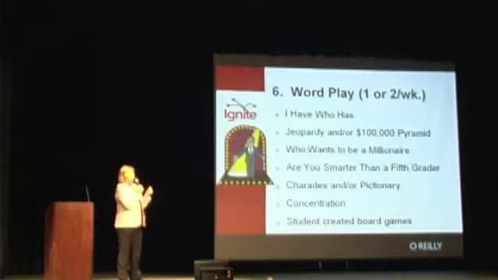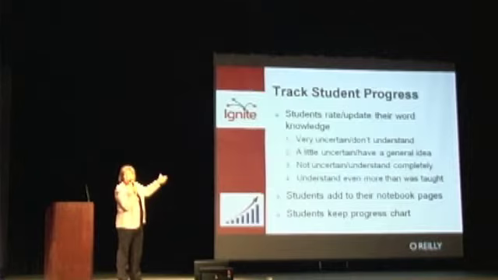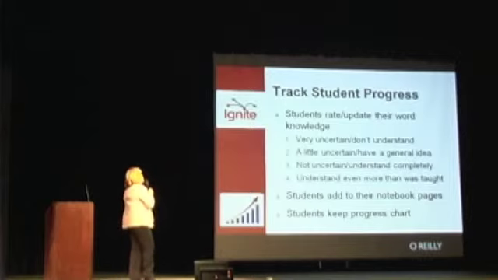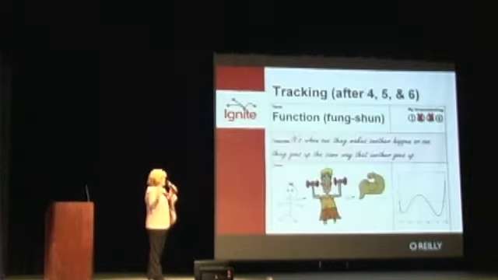And finally, play with those words. Make it happy. Let them try all these different kinds of things. And a lot of these you can get, like Jeopardy and Pyramid and Millionaire. They're all available for free online. If you Google them, you'll come find how to make those things up. Track student progress. Let them keep track of what they've done. Add to their notebook pages. Let them keep a progress chart themselves of what words now they know, because success motivates success.